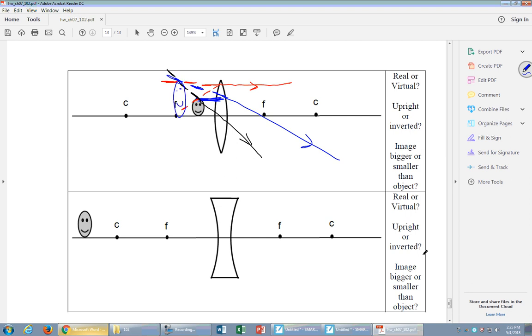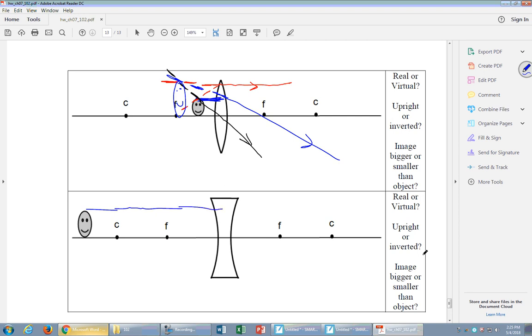But I know that for a convex lens, when I'm inside the focal point, I have to have a virtual, upright, bigger image. It's like a magnifying glass when I'm inside the focal point. So that makes sense with what I already know, that I need a virtual, upright, bigger image. So that should help to guide your ideas. Okay, this one, parallel to the axis. This was the trickiest of all of them.